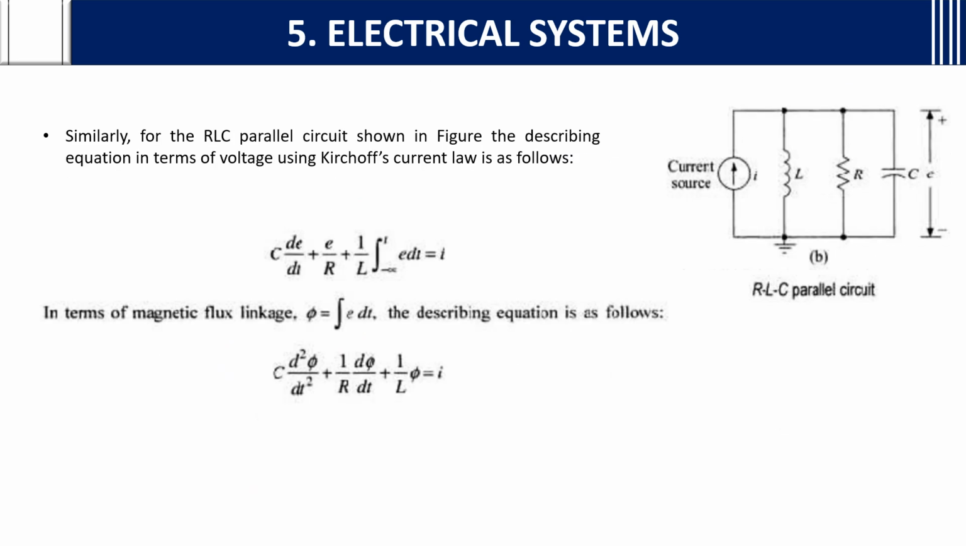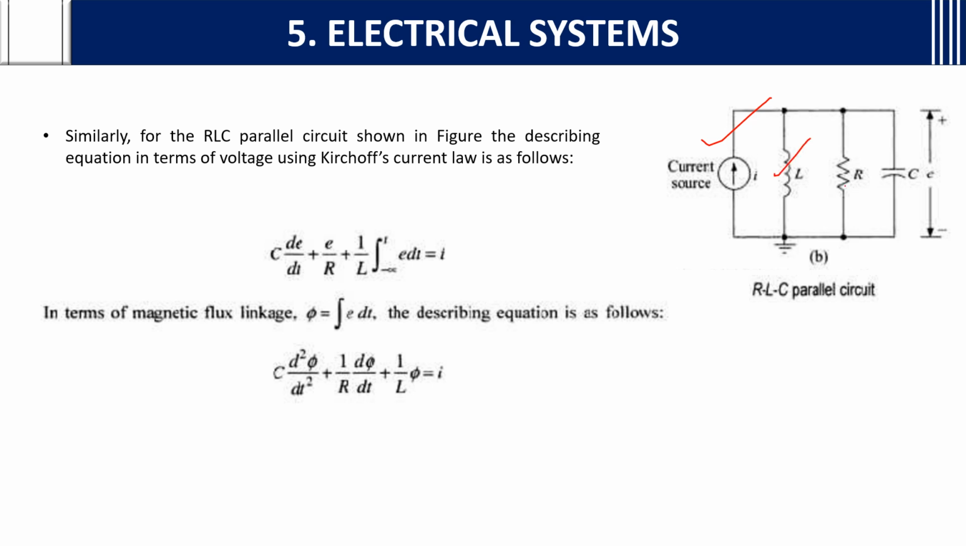Similarly, for the RLC parallel circuit, the previous one is the series circuit. For a parallel circuit, we can consider current. As you know, current will be in parallel with the elements, whereas voltage will be in series with the elements. So for current, if there is a parallel circuit, previously we have seen the equations for the series circuit.